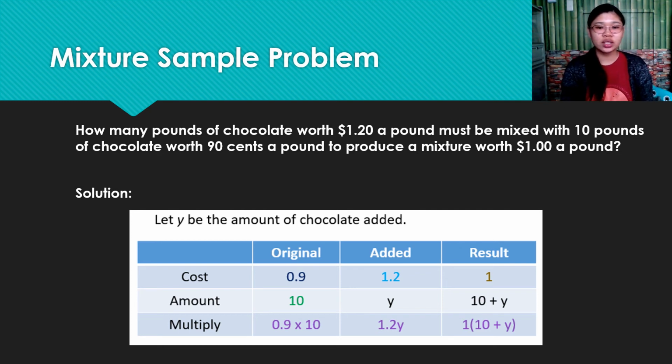So we have here 3 rows. We have cost, amount, and then you have to multiply the cost and amount because in analysis 2, we have the equation AX, and then you have to multiply A with X, B with Y, and then C with Z. So for the original, we have the cost, which is 0.9 because that is 90 cents.